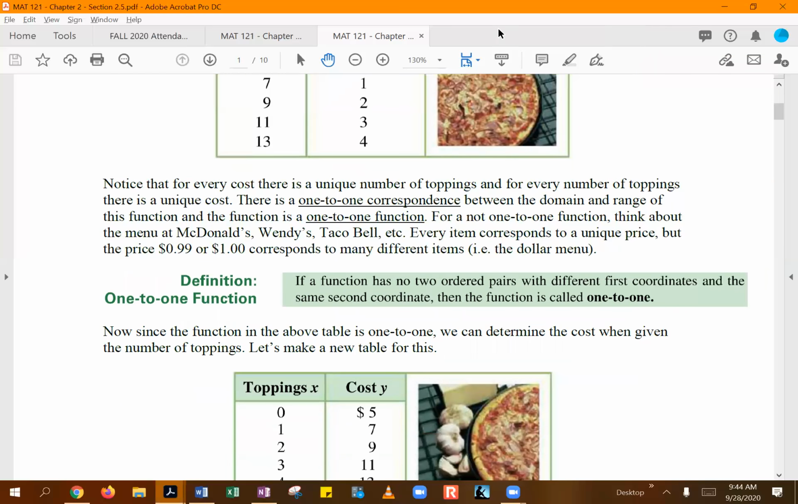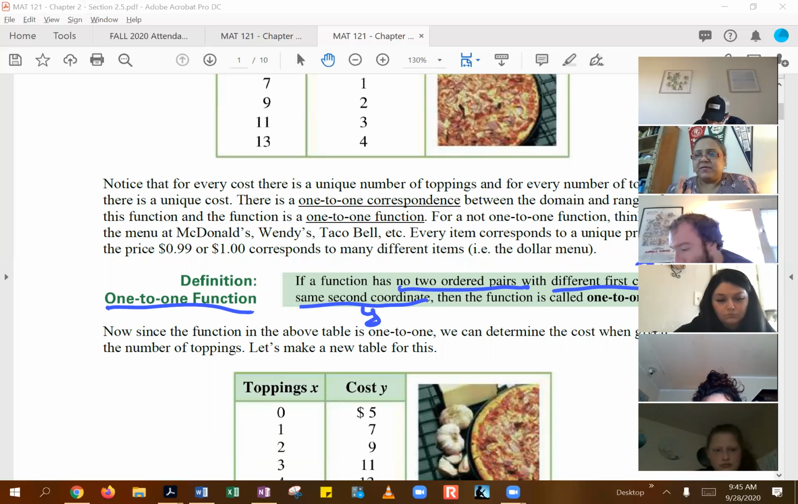If you look at this definition over here for the one-to-one function, we're talking about how no two ordered pairs can have different first coordinates with the same second coordinate. That's of course the X value, and the same second coordinate. This definition, guys, is a little bit different from the function definition we saw in section 2.1. Here we are saying for the same Y value, you cannot have two different X values.